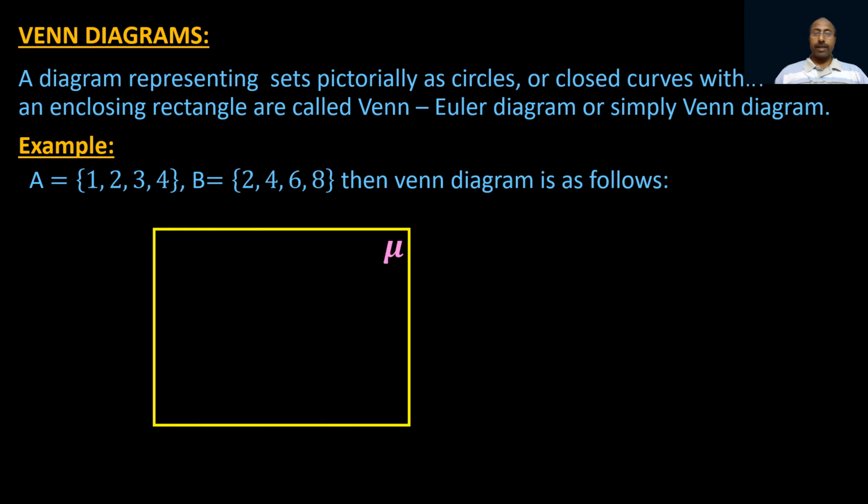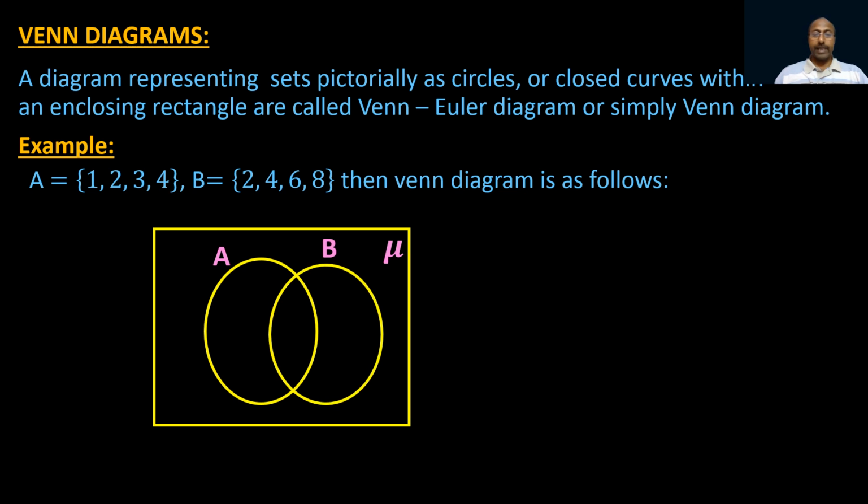So here there is no information about the universal set, so we just denote the rectangle by mu only. In this case, we draw the Venn diagram of sets A and B like this. We have a common area because we have common elements in A and B. We need to draw a common area for both A and B.